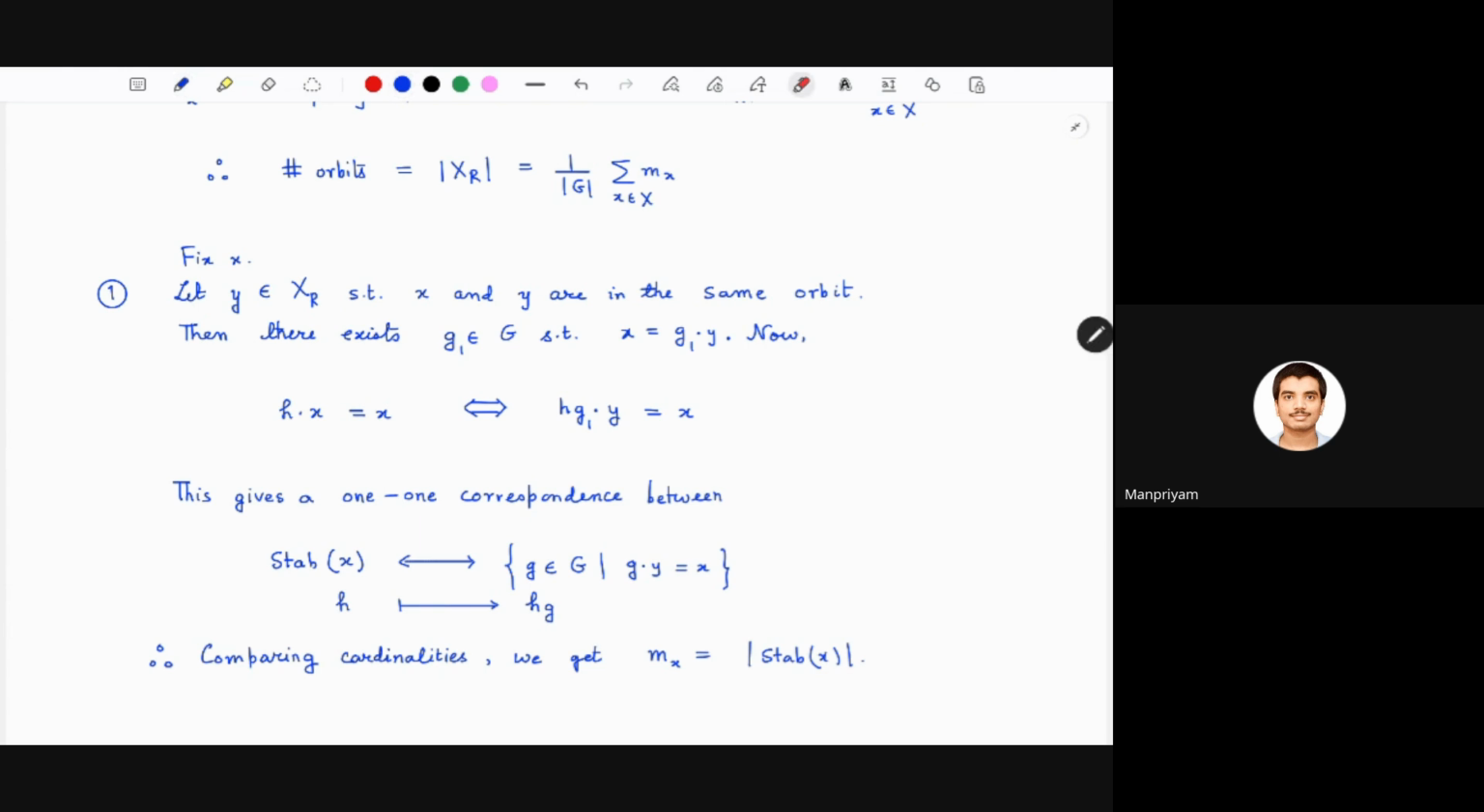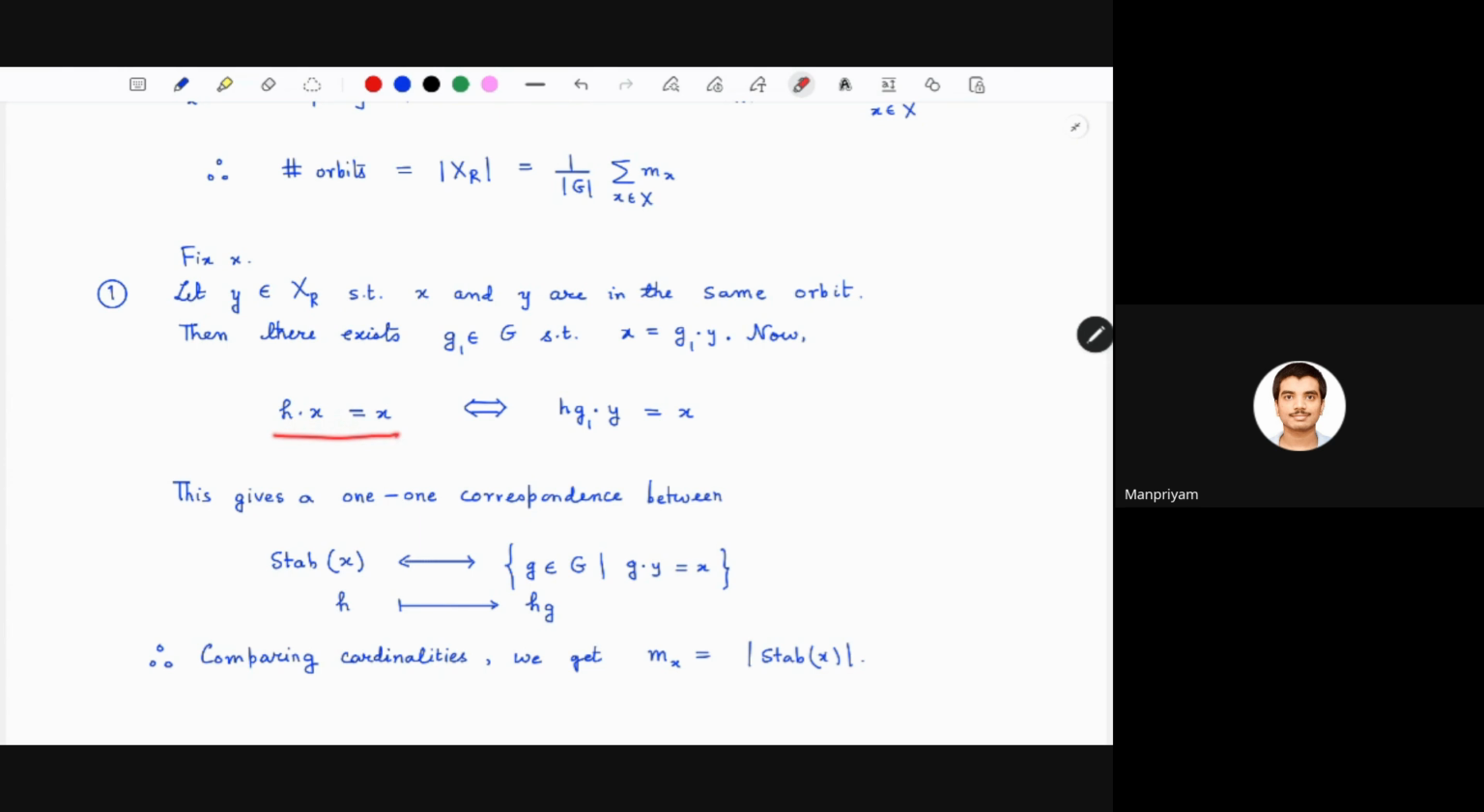Then there is just some g1 such that x equals g1 dot y. Right? Some group element you can move by, and you would get y. It's x and y that are symmetrical. That's the whole point of an orbit. But now look at this sort of expression.